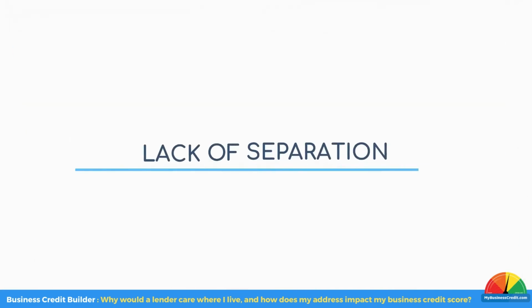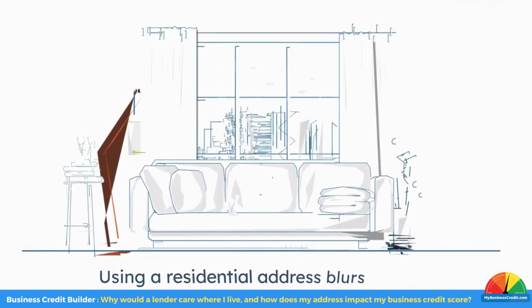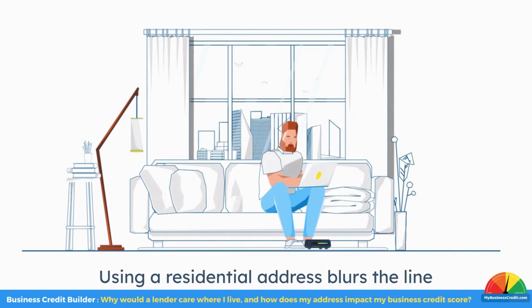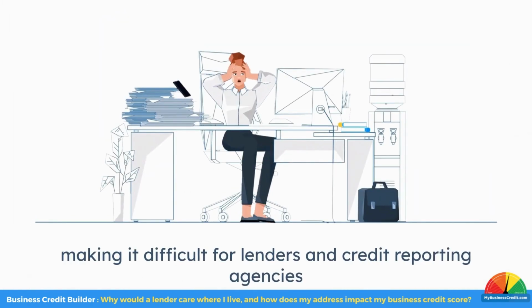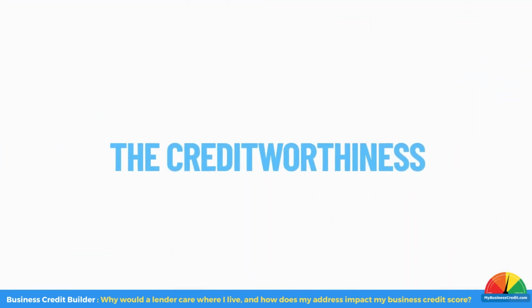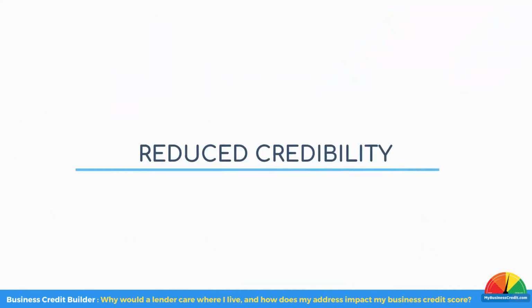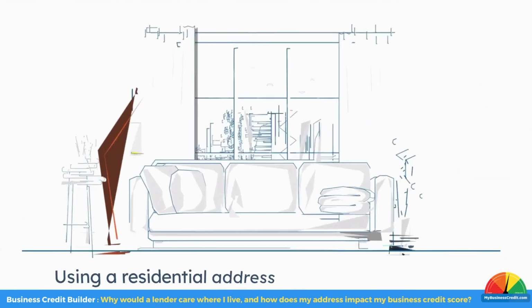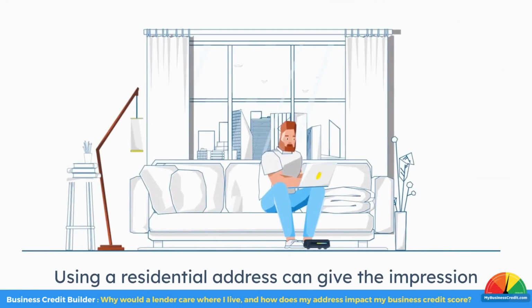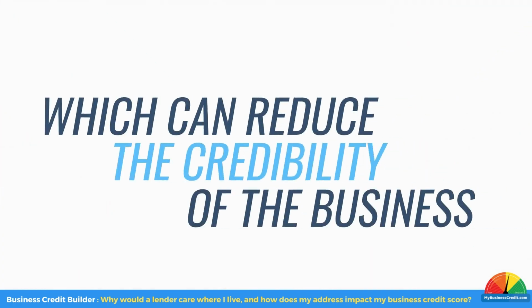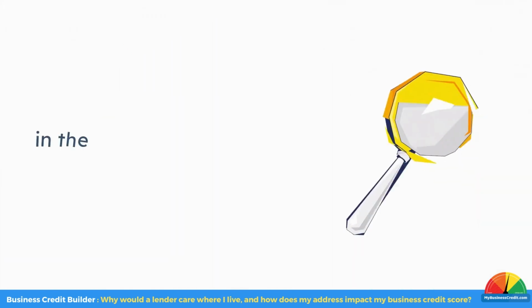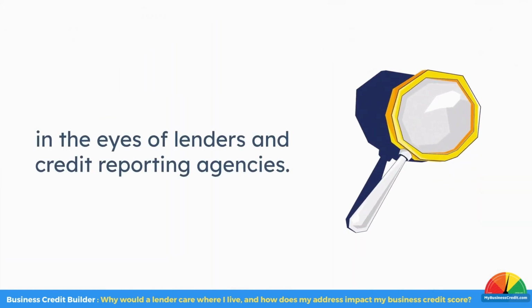Lack of separation. Using a residential address blurs the line between personal and business finances, making it difficult for lenders and credit reporting agencies to accurately assess the creditworthiness of the business. Reduced credibility. Using a residential address can give the impression that the business is not a legitimate, separate entity, which can reduce the credibility of the business in the eyes of lenders and credit reporting agencies.